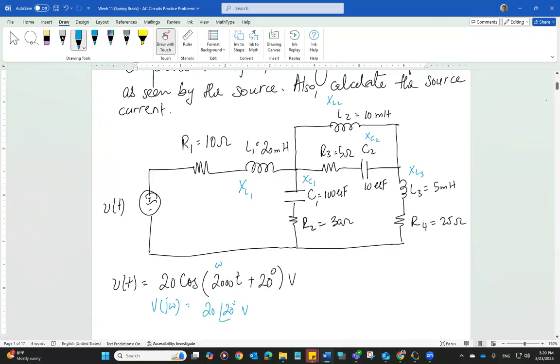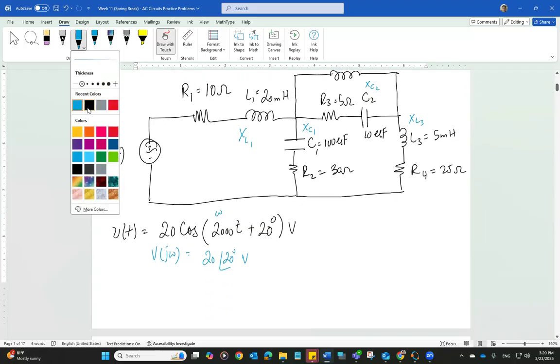The idea here is what is required of us is to determine the total impedance seen by the source, and we also have to calculate the total source current. So an extremely easy problem. You have to make the parallel series combination such that only one impedance is left connected across the source, and that will be the equivalent impedance seen by the source. And then we can apply Ohm's law to calculate the source current as well.